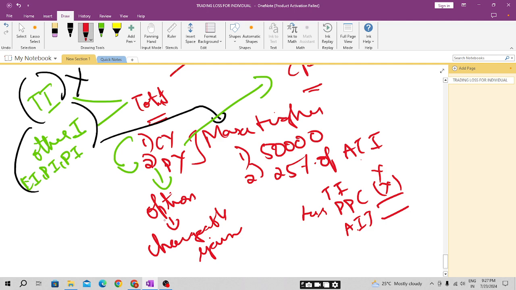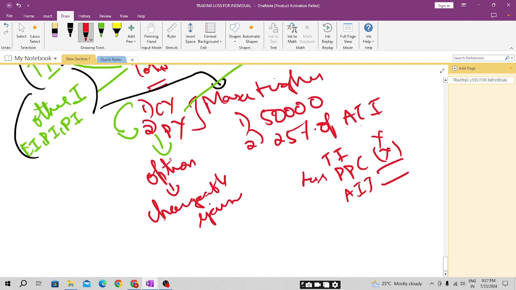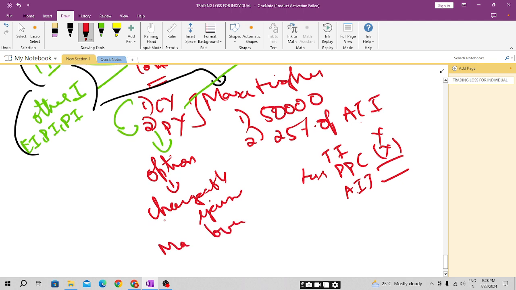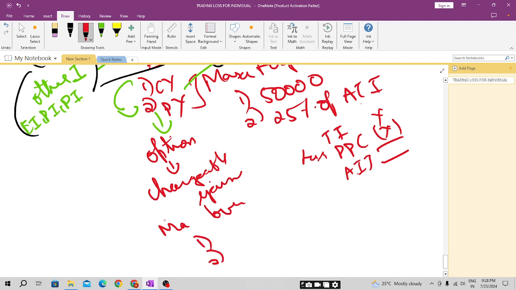We have seen the maximum amount eligible for losses. The maximum is the lower of two things. Here it is the lower of 1 and 2. Lower of means here it is the remaining loss. The second one is current year gains less current year loss minus brought forward loss. Whichever is the lower, that amount we can claim.